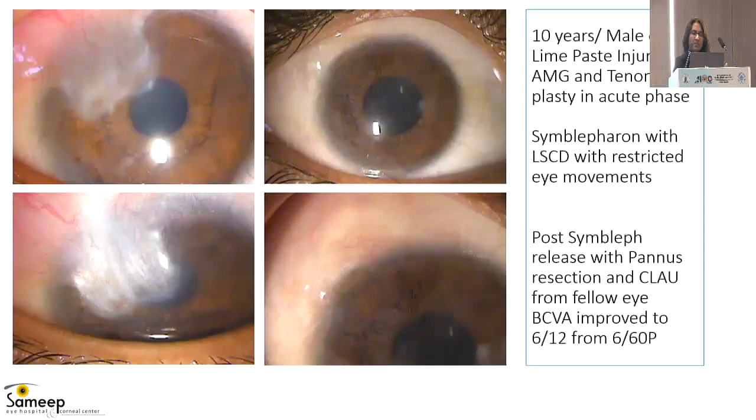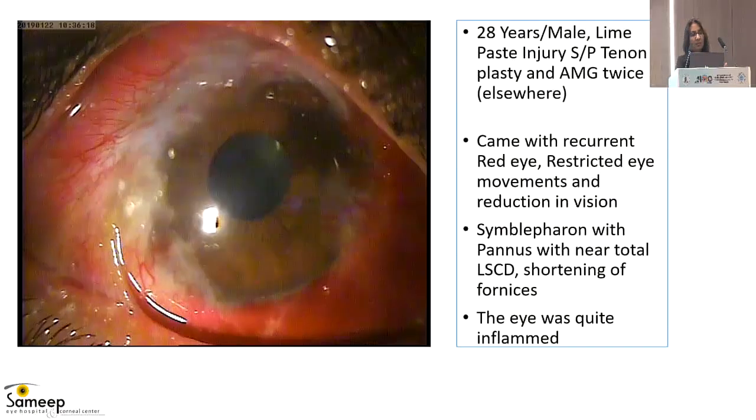This is another case, a 10-year-old male child with a lime paste injury. You can see that we did a conjunctival limbal autograft in this case, and the cornea behaves very well. He also had restriction of eye movements. This is a 28-year-old male who presented with a lime paste injury. He had undergone tenonplasty and amniotic membrane twice elsewhere. Came with recurrent red eye and restricted eye movements.